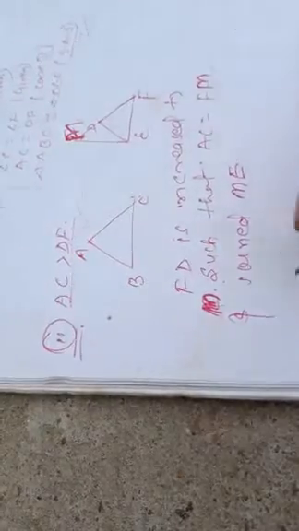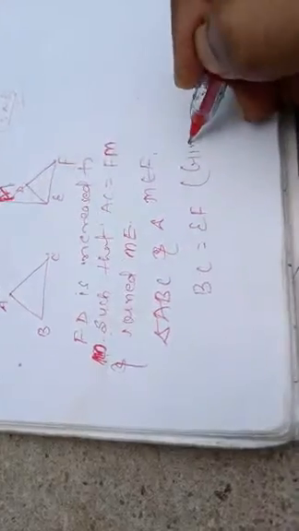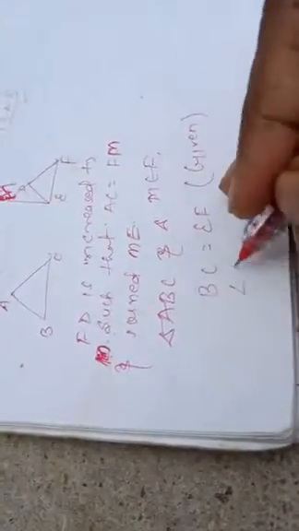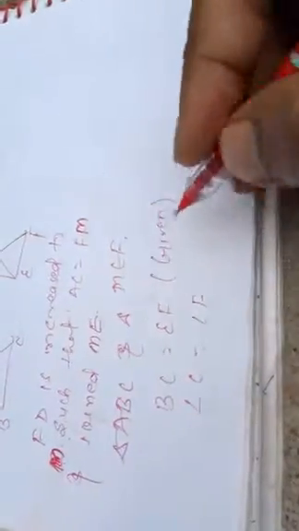Now just compare the triangles: triangle ABC and triangle MEF. BC equals EF, it has already been given in the first statement itself. So BC equals EF is given to us. Angle C equals angle F, it is also given here.